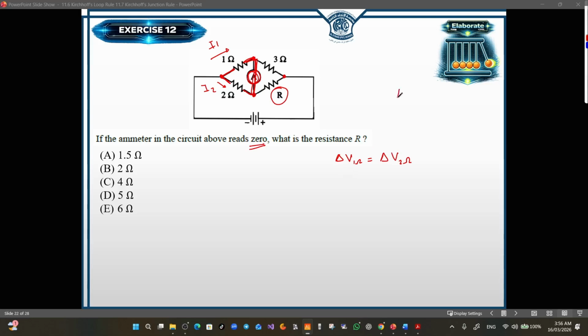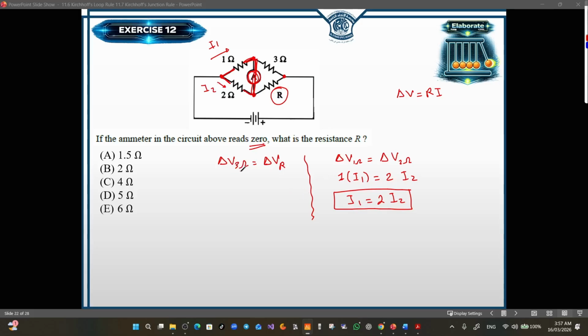According to Ohm's law, delta V is R times I. So R here is 1, and the current is I1. R here is 2, and the current is I2. So we can deduce that I1 is equal to double I2. On the other hand, the potential difference here is equal to the potential difference here. So delta V of the 3 ohm is equal to the delta V of the R. However, since there is no current through this branch, the same current I1 will move through the 3 ohm, and I2 will move through the R resistor.